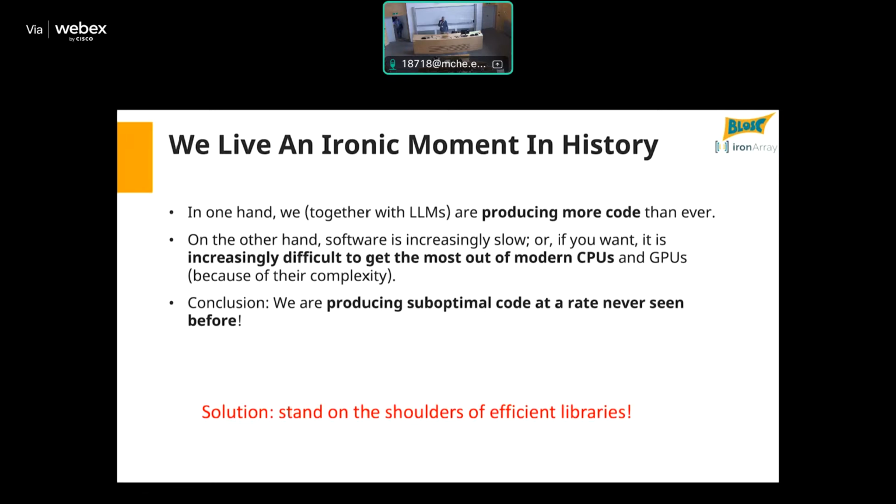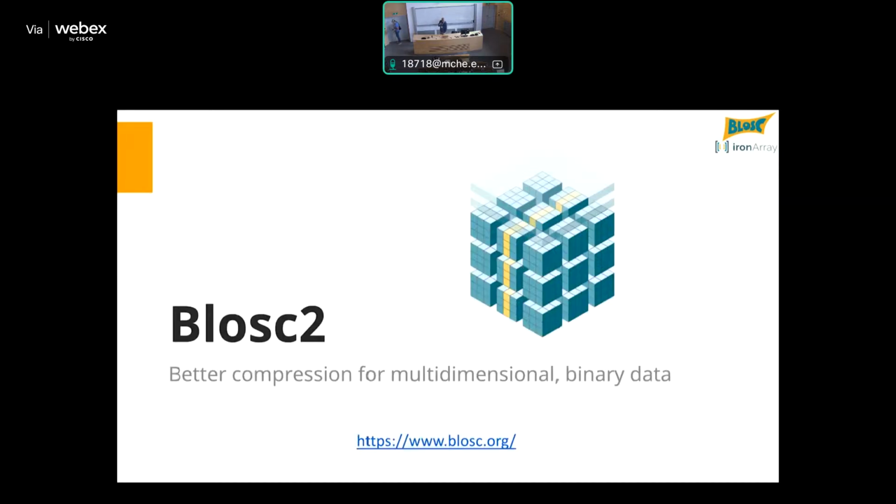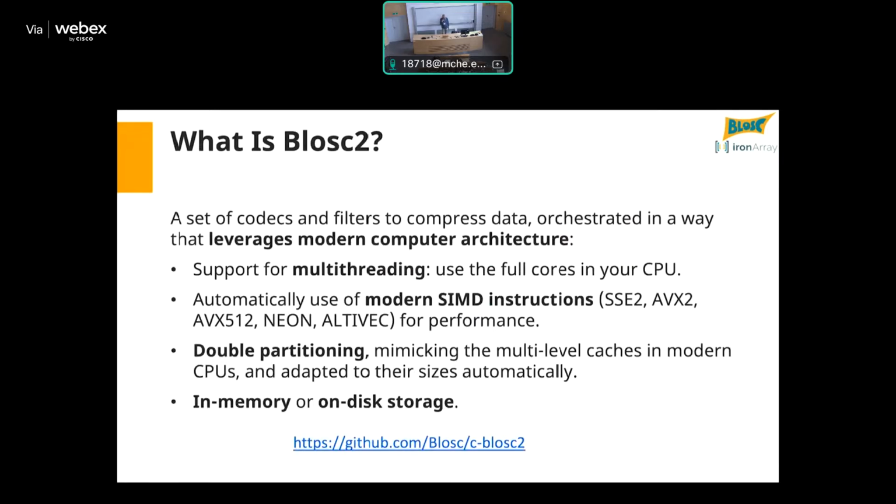In my opinion, one of the solutions is to stand on the shoulders of efficient libraries. So let me introduce you to Blosc2, which is a container for multi-dimensional binary data. Blosc2 is a set of codecs and filters orchestrated in a way that leverages modern computer architecture, and that's important to stress. It has support for multi-threading, which is critical in today's CPUs. It can automatically dispatch and use single instruction, multiple data in modern CPUs, like AVX2, AVX512, Neon, Altivec, and a lot more.